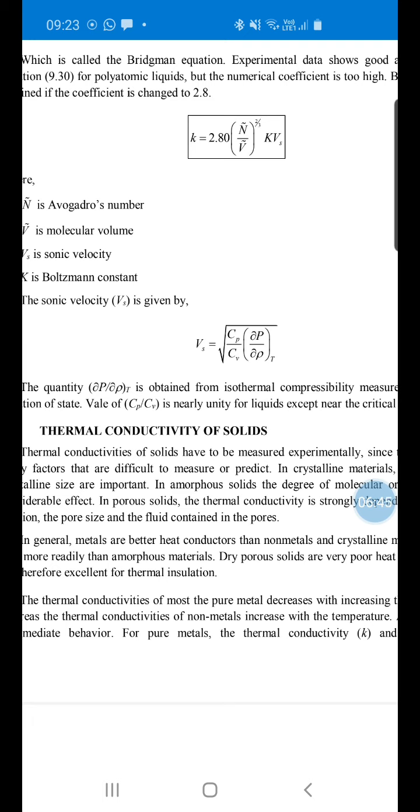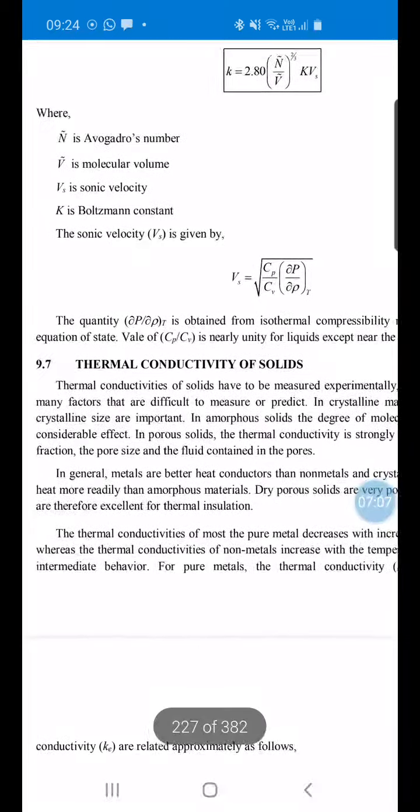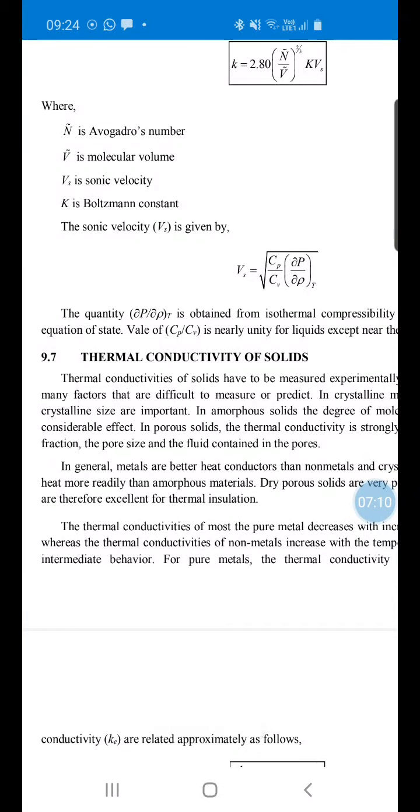So this is how you can find out the viscosity and thermal conductivity of gases as well as liquids. Thermal conductivity of gases is found out by kinetic theory, Chapman's equation and Enskog's equation. Thermal conductivity of liquids is found out by the Bridgman equation. And finally, about the thermal conductivity of solids: you have to measure it experimentally. You cannot find it out, so it depends upon many parameters.